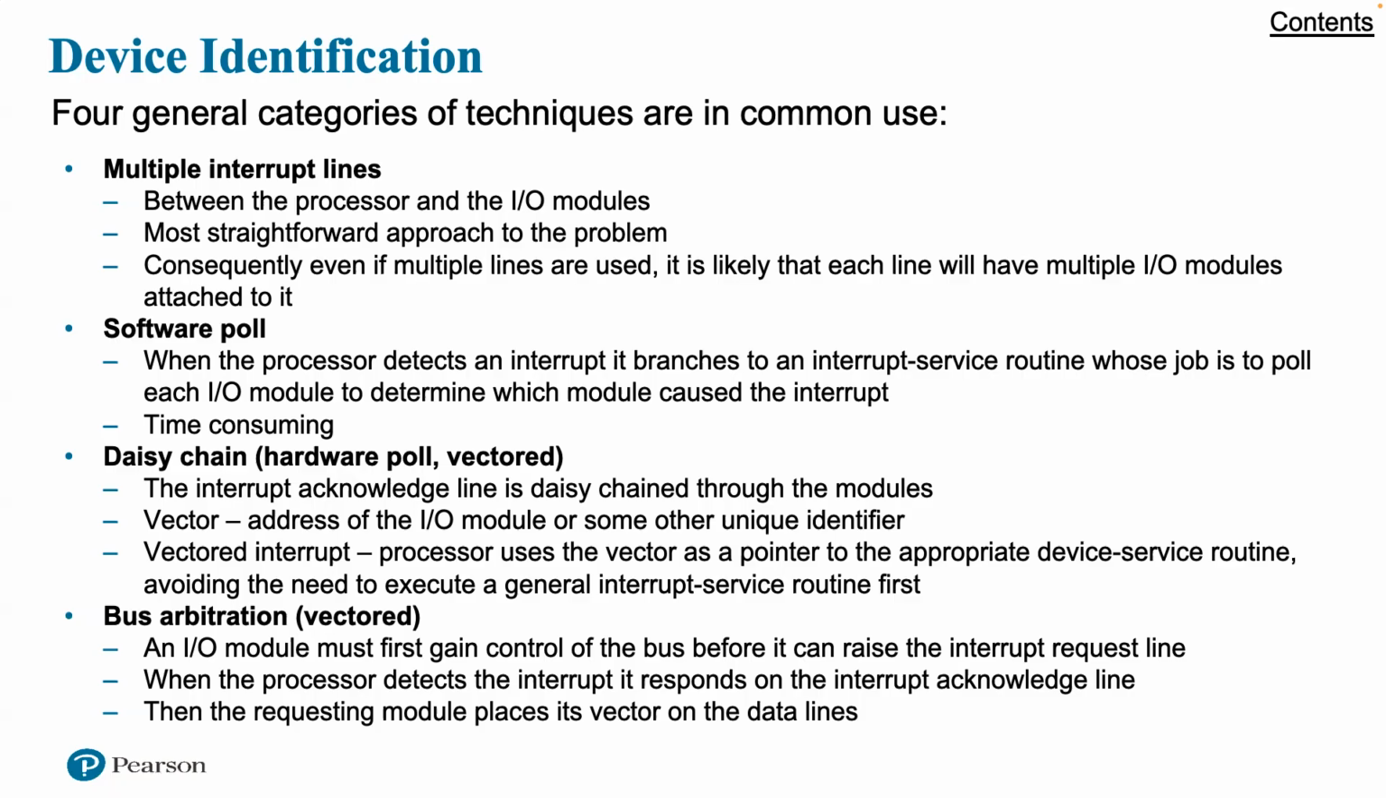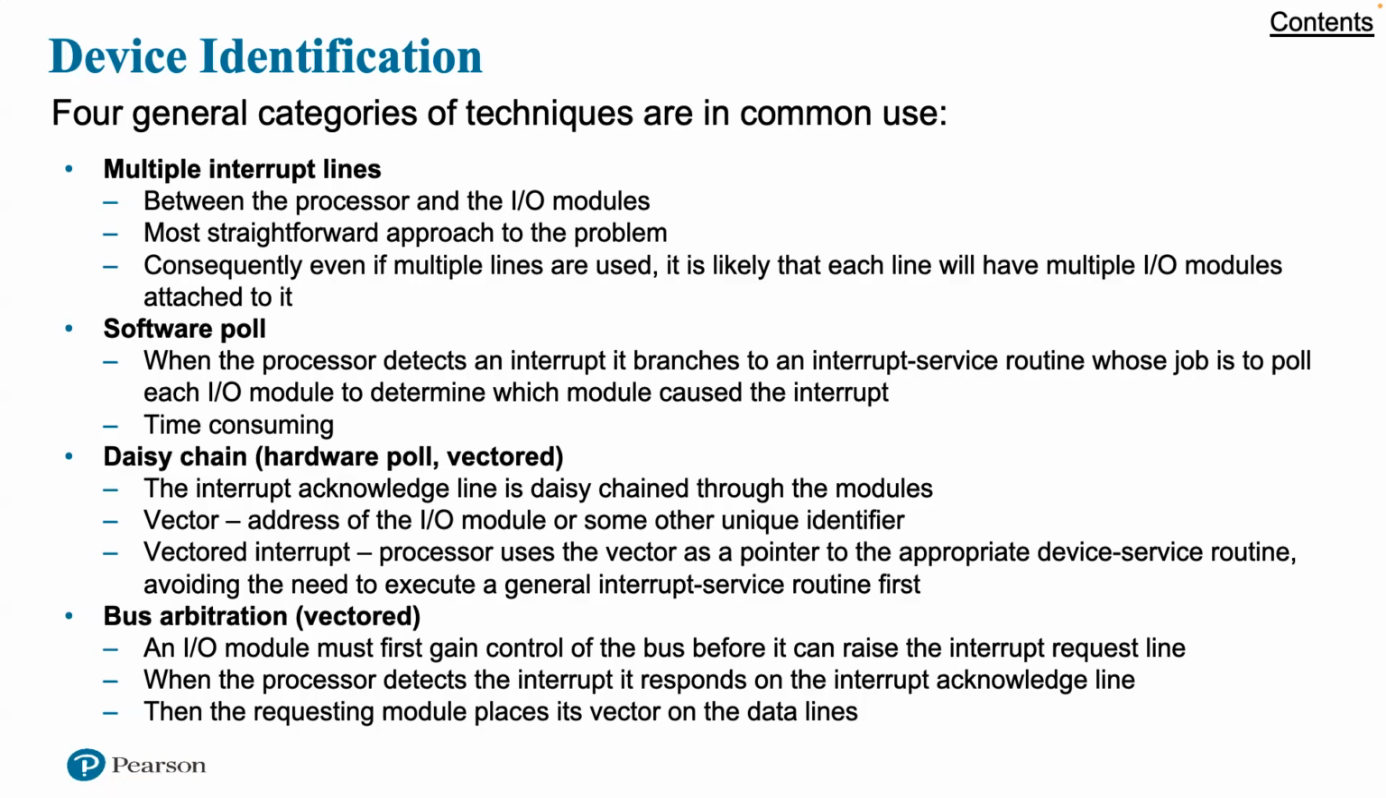A more efficient technique is to use a daisy chain, which provides in effect a hardware poll. An example of a daisy chain configuration is shown in figure 3.26. You can go back to chapter 3 to see that. For interrupts, all I/O modules share a common interrupt request line. The interrupt acknowledge line is daisy chained through the modules.